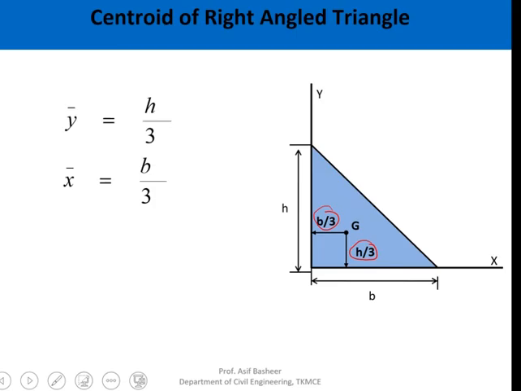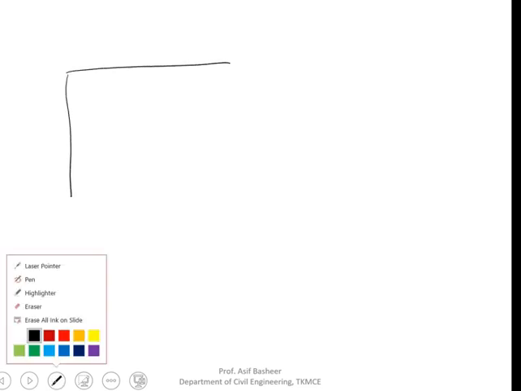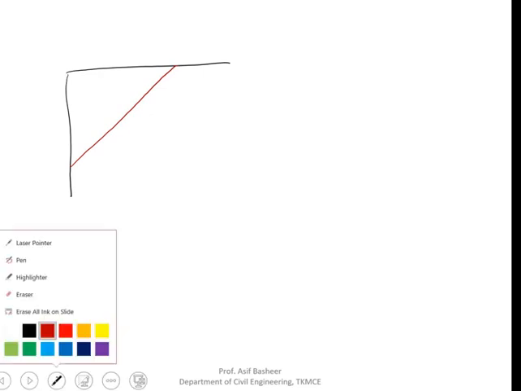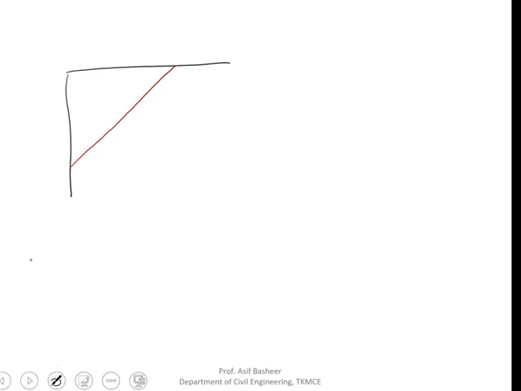That is, the centroid distance is h by 3 and b by 3. Now suppose you are given some other kind of case, like you are having the axis like this, and your rectangular figure is coming somewhat like this. This is your x-axis, and this is your y-axis.